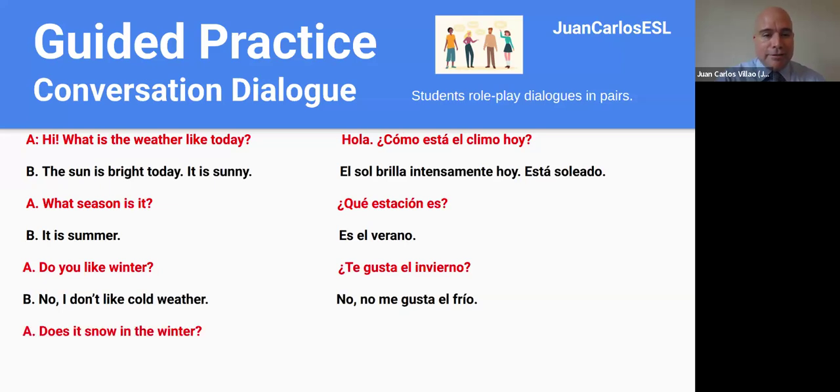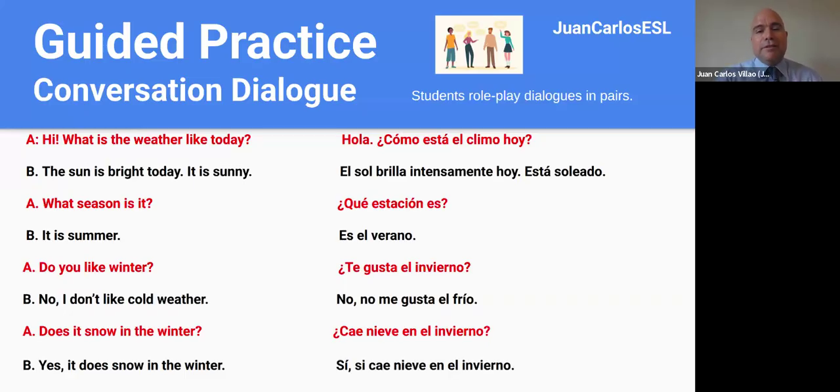Then student A says, does it snow in the winter? ¿Cae nieve en el invierno? Student B responds to student A saying, yes, it does snow in the winter. Sí, cae nieve en el invierno.